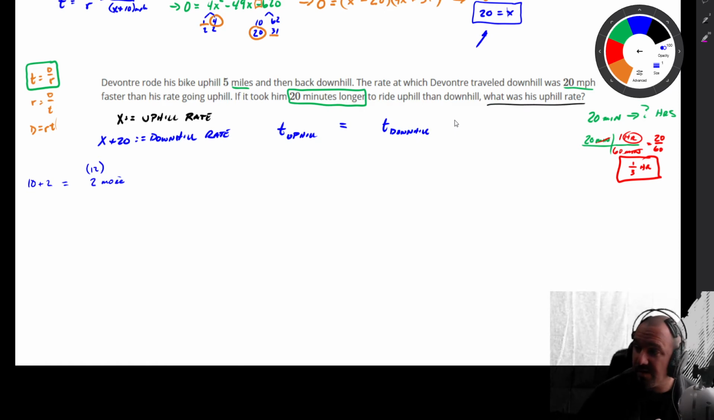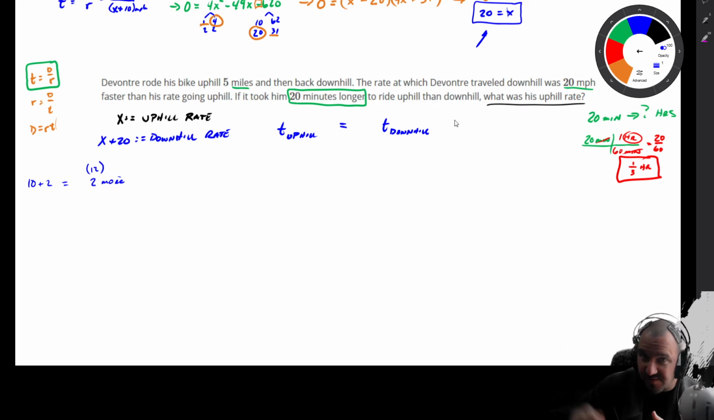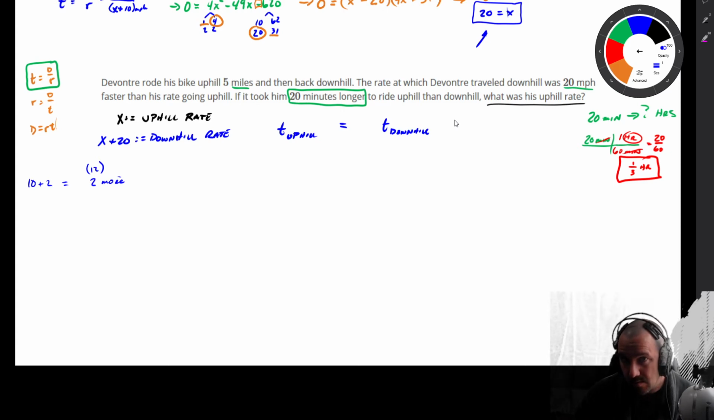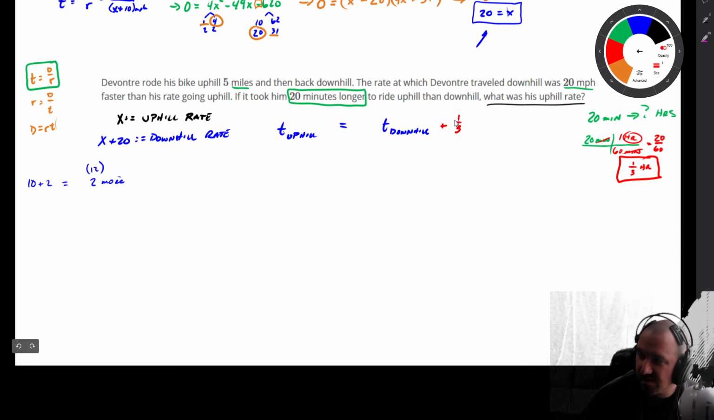So what we need to do is figure out, okay, if he's going 5 miles uphill and 5 miles downhill, so same distance, which one of those will he spend less time doing? Because that's the side that needs the additional time. He should spend less time going downhill. So I need to add 1/3 of an hour. That's this 1/3 that I came up with for the 20 minutes.